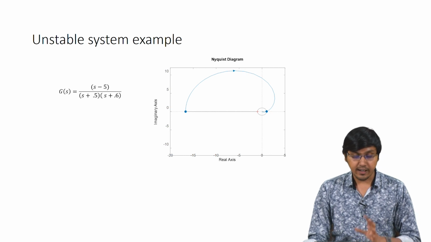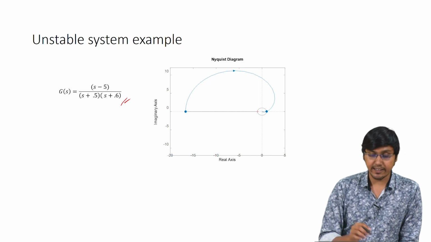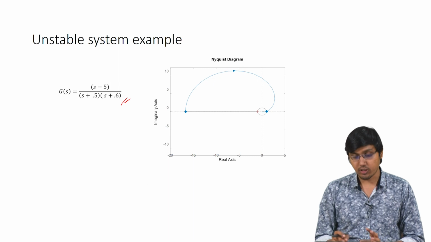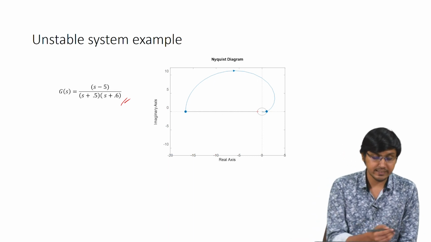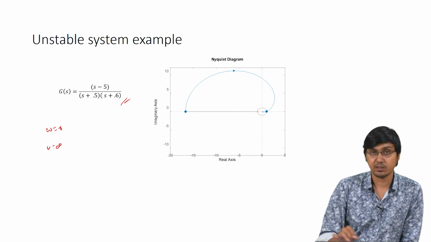So, let us go for an unstable system. Let us take this system and draw the polar plot. So, this is the polar plot, and you can try to draw it. I am not going to work this out, but you can just draw it. Basically, what you need to do is put omega equal to 0 and omega equal to infinity, and then check whether the endpoints are matching, etc.